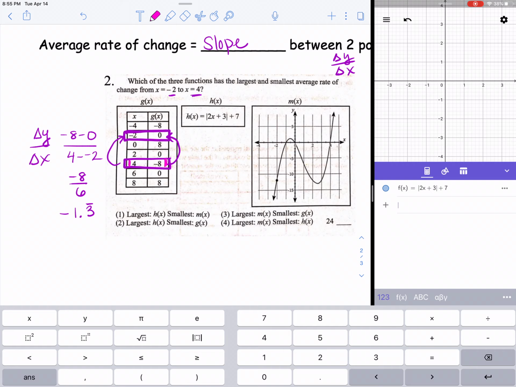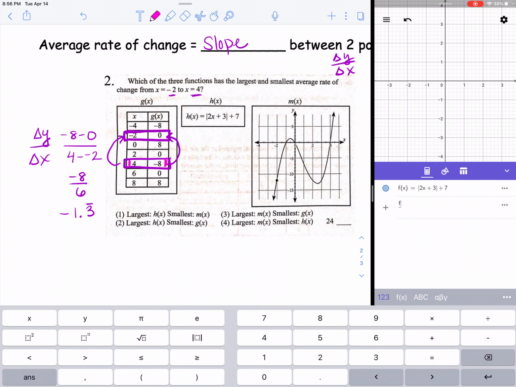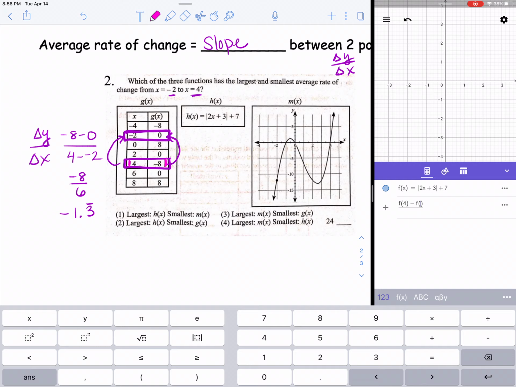Now I could go to the table, or I could just set it up as division right away. Let's get the output of the function. We're going to use x, because that's what the calculator named the function, of 4, need parentheses, sorry, 4 minus f of -2. So that's the outputs at 4 and -2.